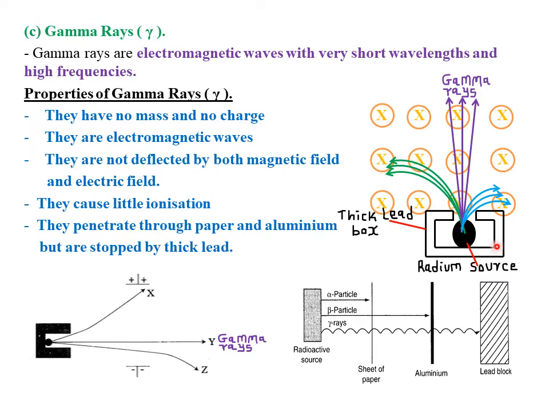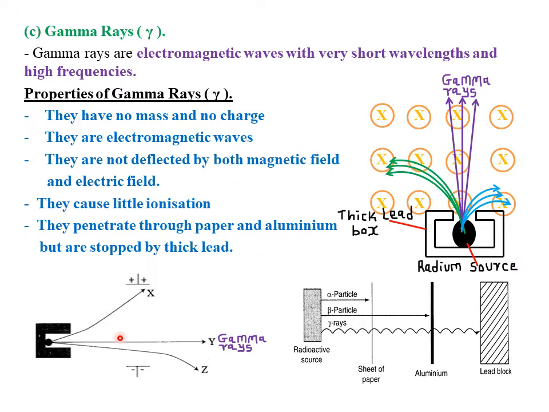So for example, you can see here we have our radium source, which is producing these particular particles, or the rays. When these rays flow through this particular magnetic field, they are not deflected in any direction. Instead, they continue moving in a straight path. The reason is because they do not have any charge, and therefore they are not deflected either in a magnetic or an electric field.